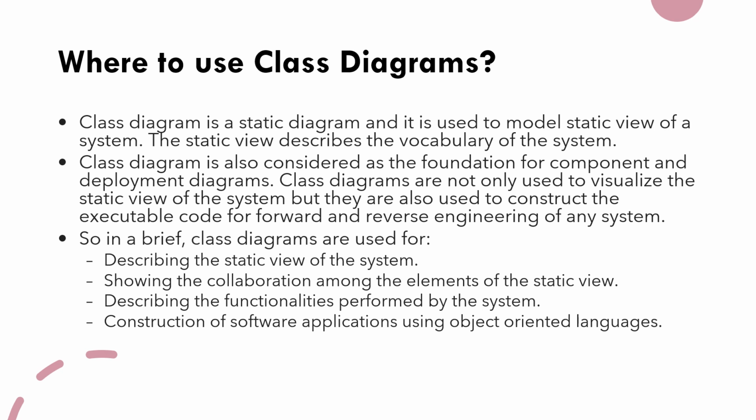So where do we use the class diagram? The class diagram is also considered the foundation for component and deployment diagrams. We need to visualize that one. And again, this is actually the recap. Of course, it describes the static view of any system you want to show, and it shows the collaboration among the elements of the static view. We also describe the functionality performed by the system, and the construction of software applications using object-oriented language.